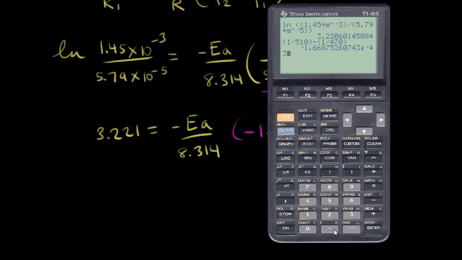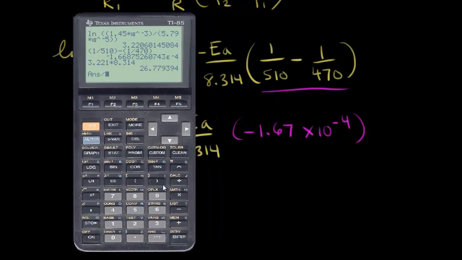Right, so we have 3.221 times 8.314, and then we need to divide that by 1.67 times 10 to the negative 4. And so we get an activation energy of approximately 160 kilojoules per mole. Right? We need our answer in kilojoules per mole and not joules per mole. So we'll say approximately 160 kilojoules per mole here.